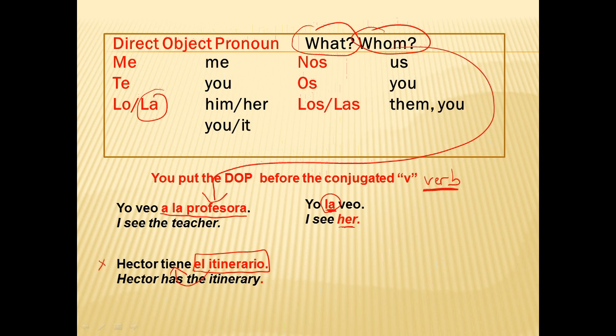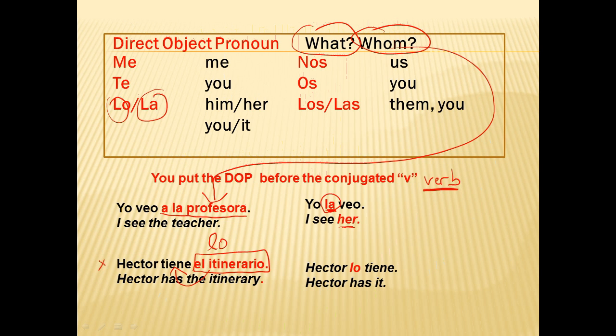So if you look at the pronouns up above, it, el itinerario, is masculine. So it would be lo. When you're writing these, you can actually write lo on top of it. And then when you rewrite it, it goes before the conjugated verb. So it is Héctor lo tiene. Hector has it. So just like adjectives, the direct object has to agree in number and gender with what it's talking about. So you might want to write this down as well.